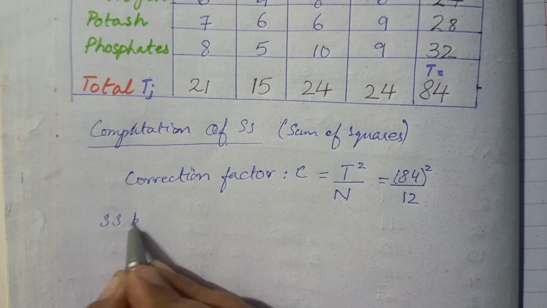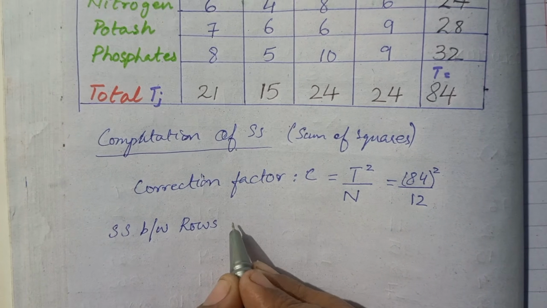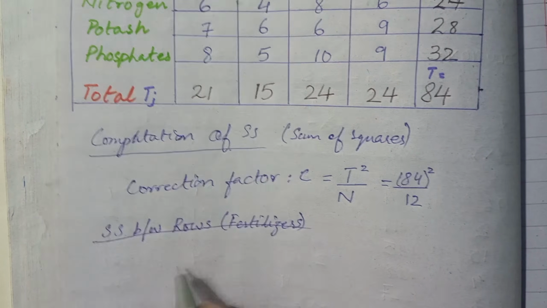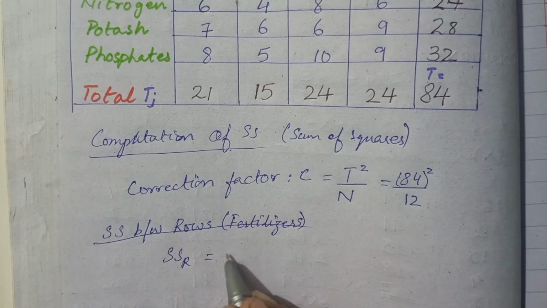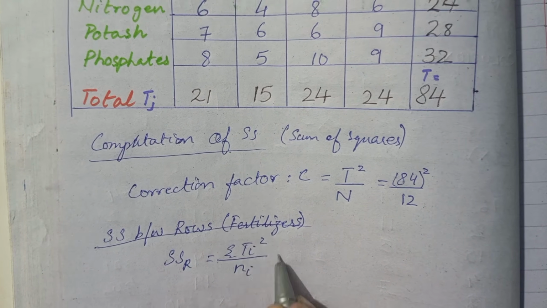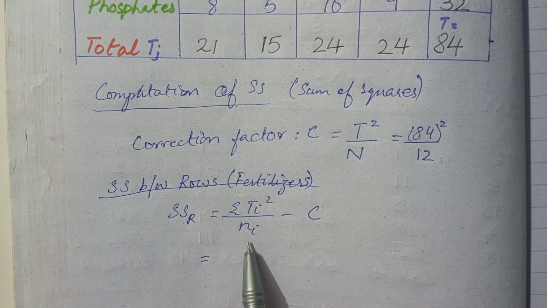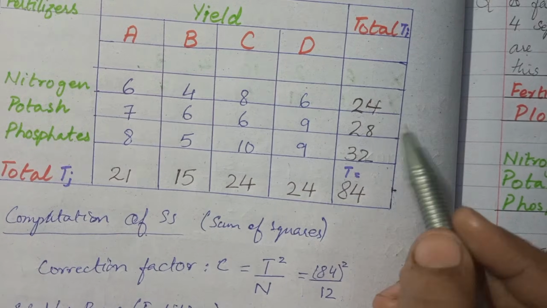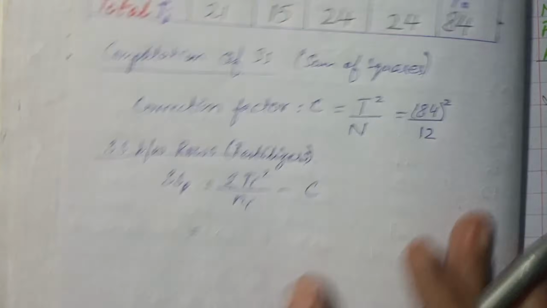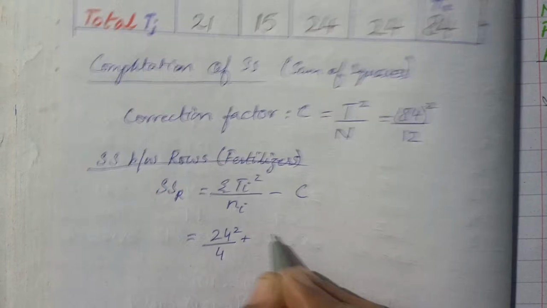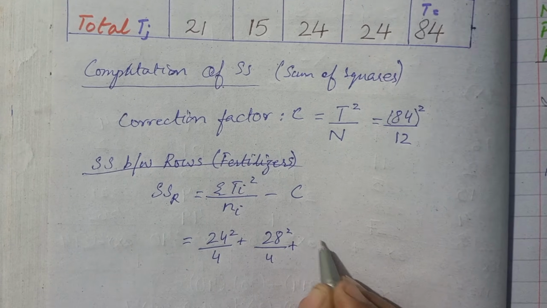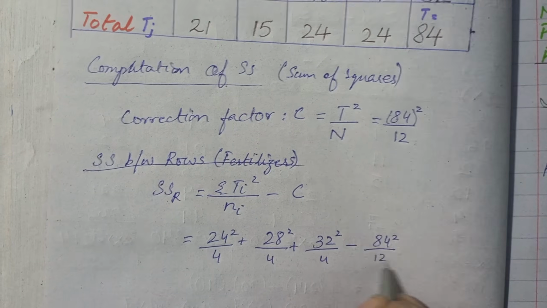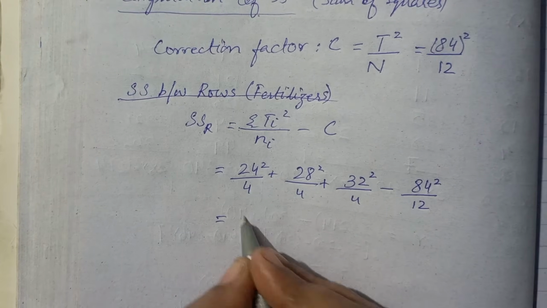The next is SS between rows. So we will find the sum of squares of rows, that is fertilizers. SSR is equal to the summation of Ti square divided by Ni, minus C. What is Ni? This is the number of observations in each row. Ti square: we take the square of each row total, that is 24 square divided by 4, plus 28 square divided by 4, plus 32 square divided by 4, minus C. What is C? 84 square divided by 12. If we calculate the values, then we get 8.